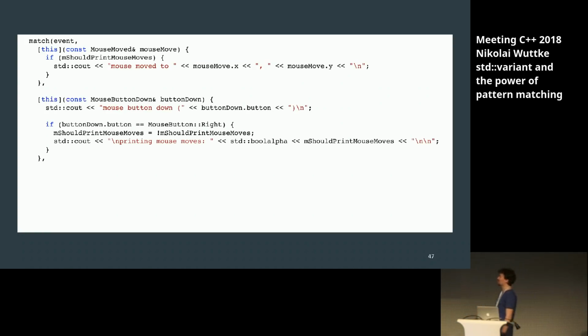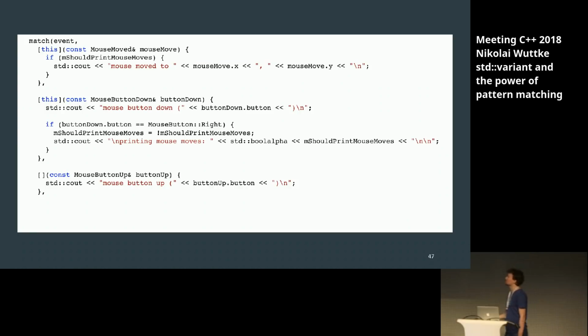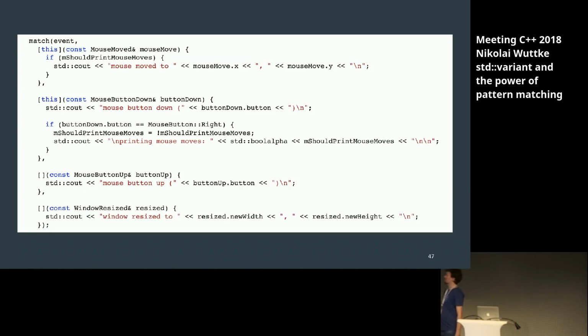If it's a mouse button down event, I first print that the mouse button was pressed. And then I check, was it the right mouse button? If yes, I toggle between should I print mouse moves or not. And then also print that I toggled. And then it goes on like this. If it's mouse button up, I just print it. If it's window resized, I just print it.